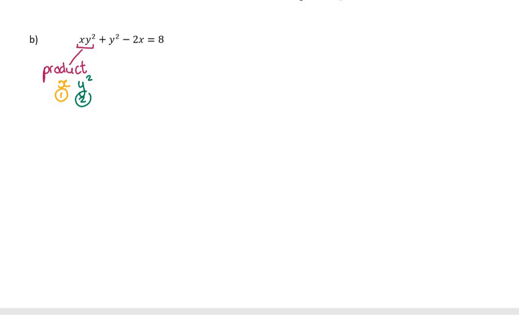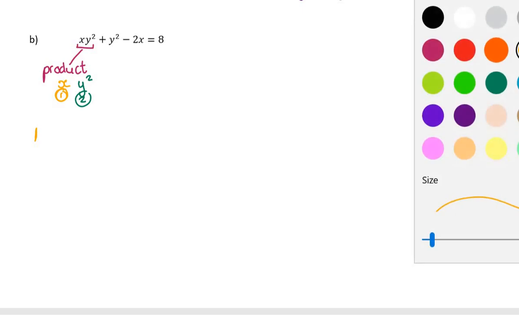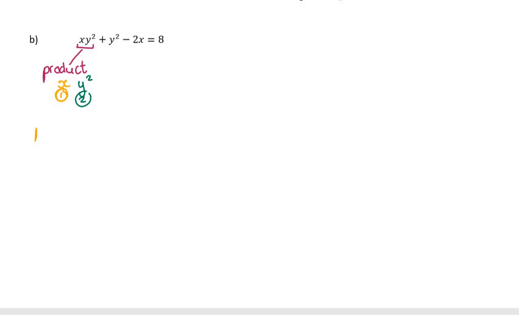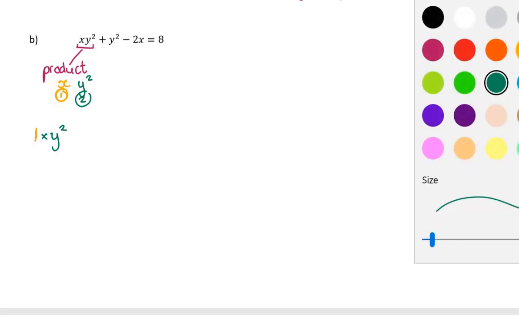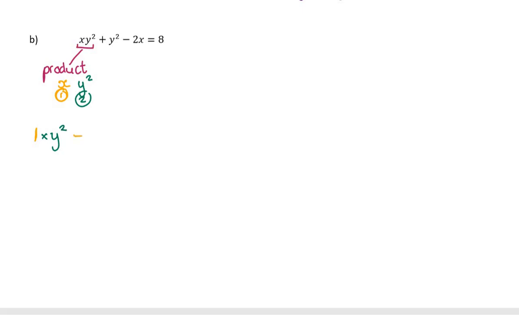So what did the product rule say? It says differentiate the first function. So the derivative of x is 1, multiply by, leave the second function alone. So multiply by, leave the y squared. Then plus, leave the first function, which is x, multiply by the derivative of the second function.